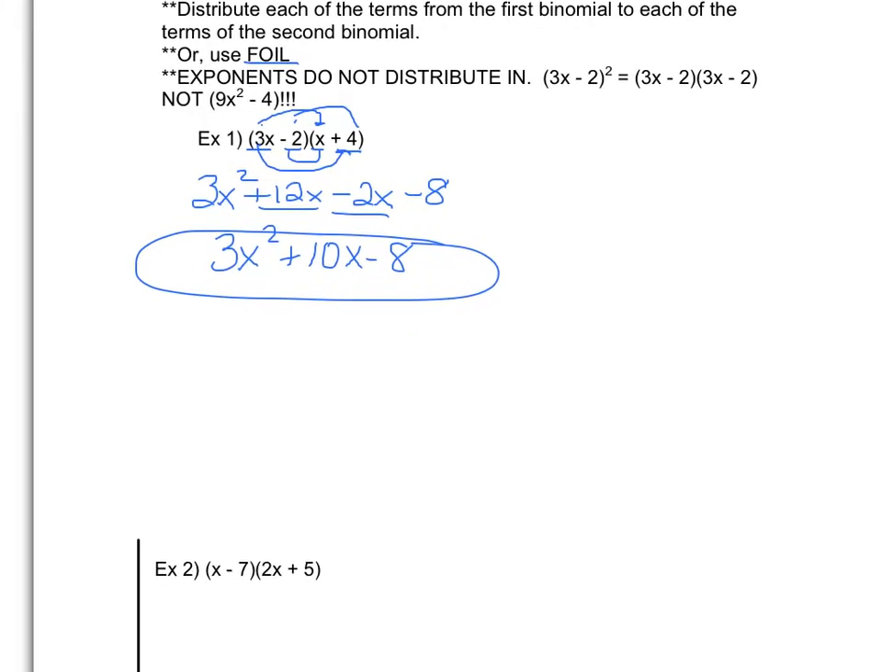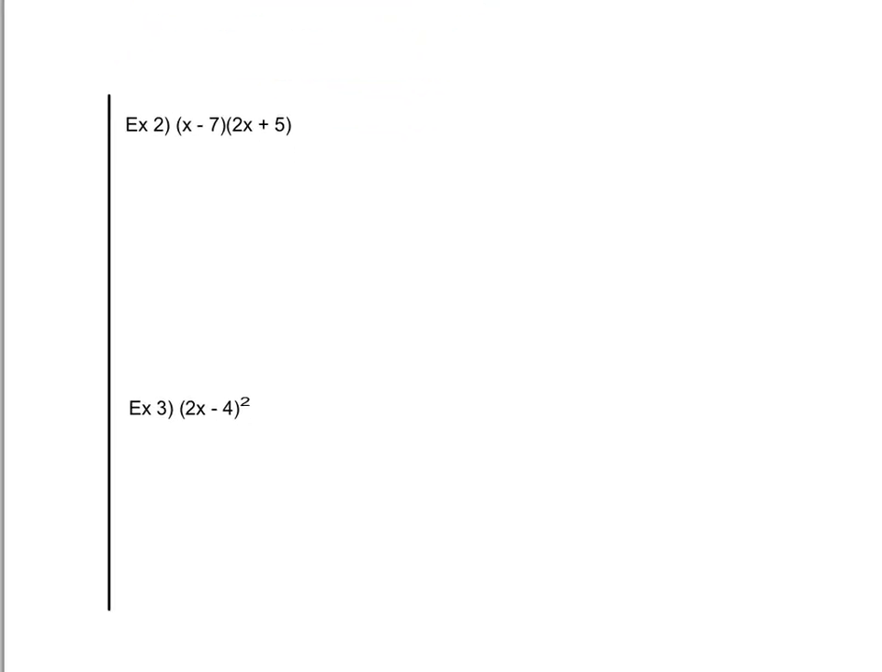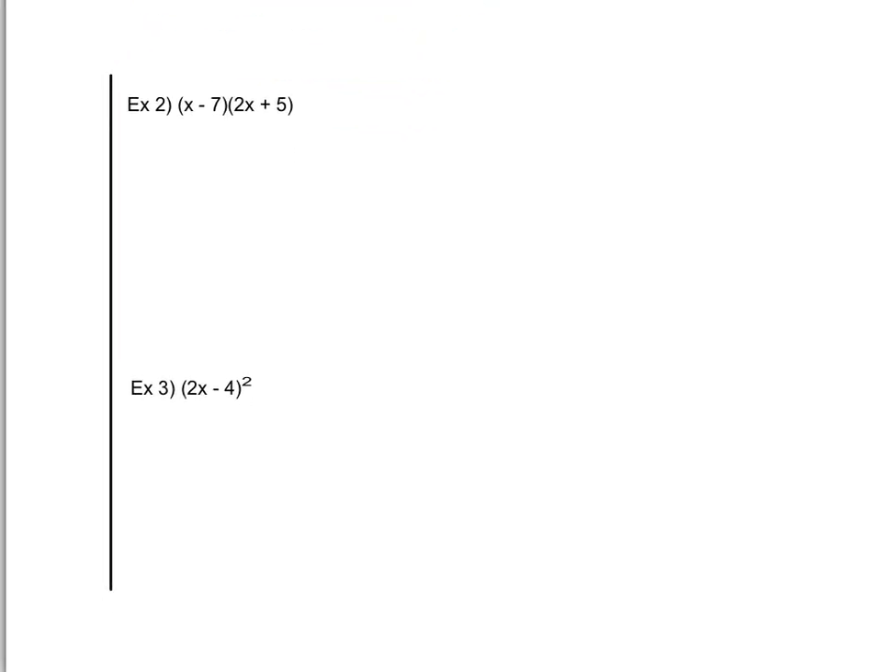Let's go ahead and look at our next example. So again, notice I have a binomial times a binomial. So I can go ahead and use the acronym FOIL to help me make sure that I remember everything. I'll take the first term of each and multiply those. So x times 2x is 2x squared. So that was my first times my first.